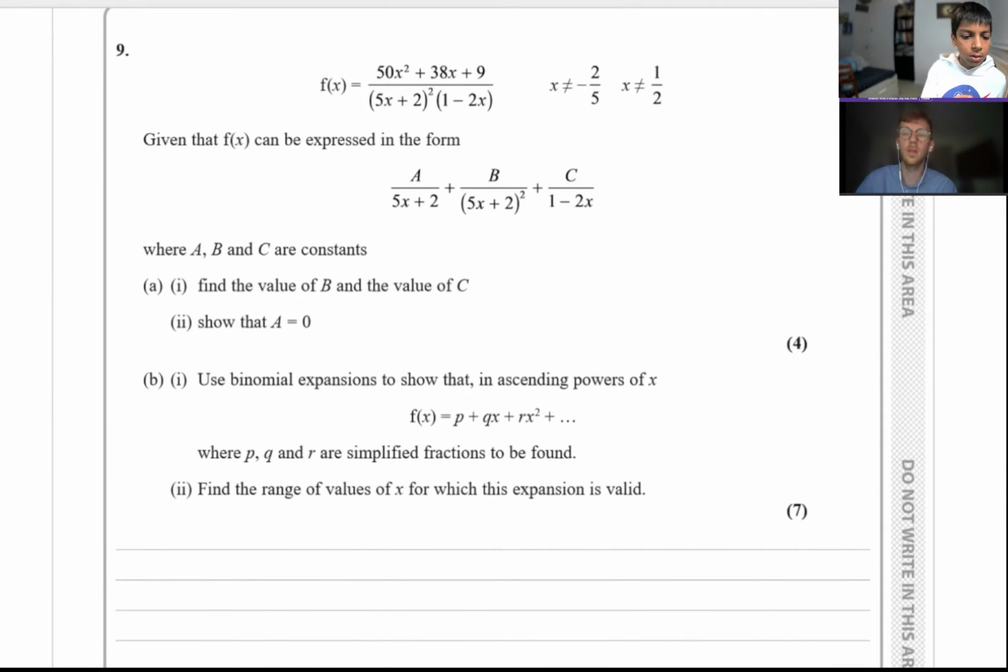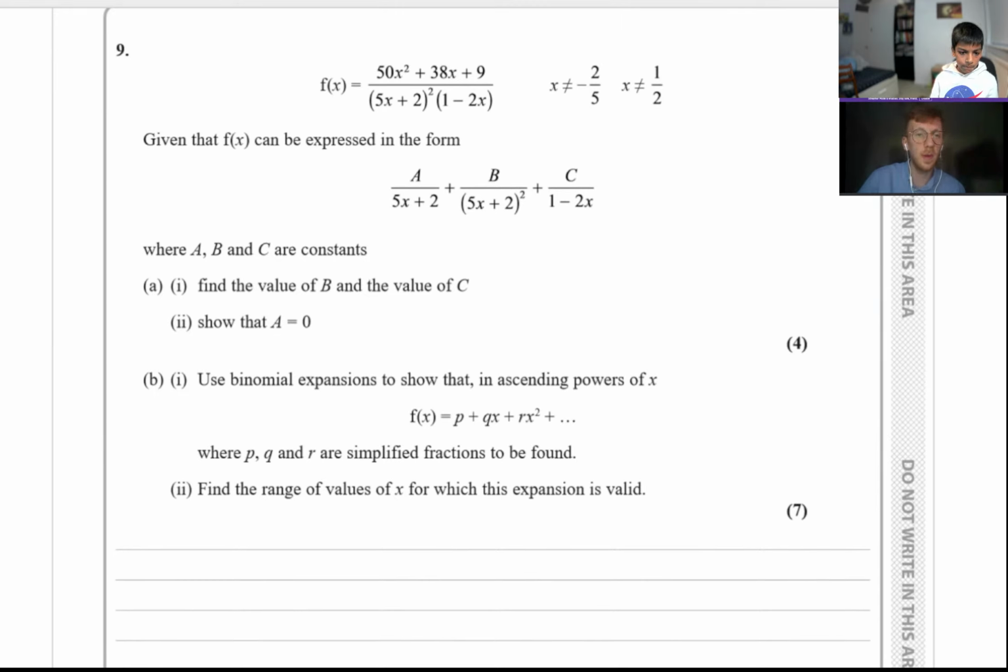So question 9. Okay, question 9. We've got a function f of x equals 50x squared plus 38x plus 9 over (5x plus 2) squared times (1 minus 2x), where x does not equal minus 2/5 and x does not equal a half. Why not? It's because when you sub in those two, then the denominator is 0. Good, so that function will be undefined there.